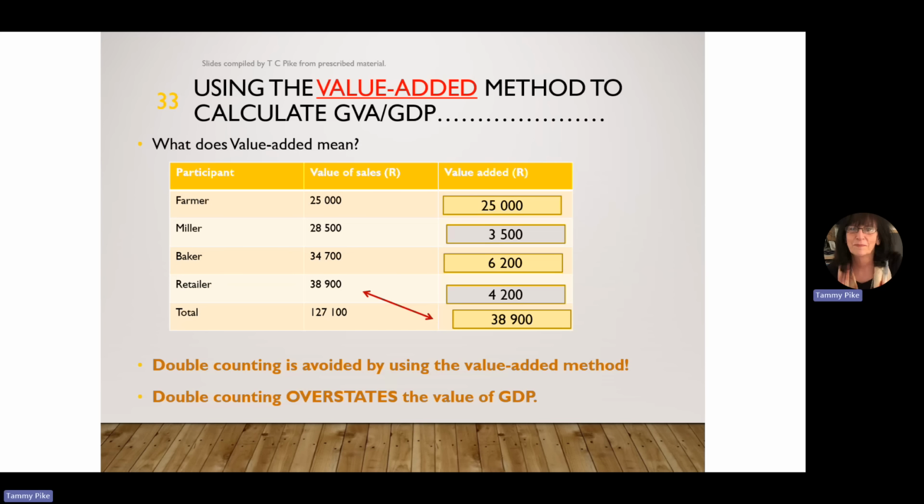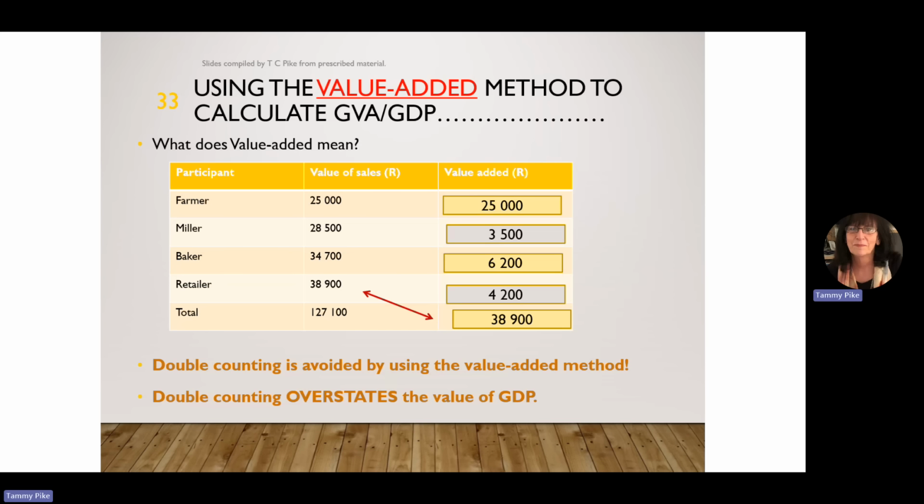Then we do the same for when the baker now adds value. How much value does the baker add? We can see there that is simply the difference between those two numbers. So there's your value added by your baker. Your baker sells the bread onto the retailer for 38,900. But what was the value that the retailer actually made? Oh, that's me making a mistake. Your baker is going to sell it onto your retailer for 34,700.